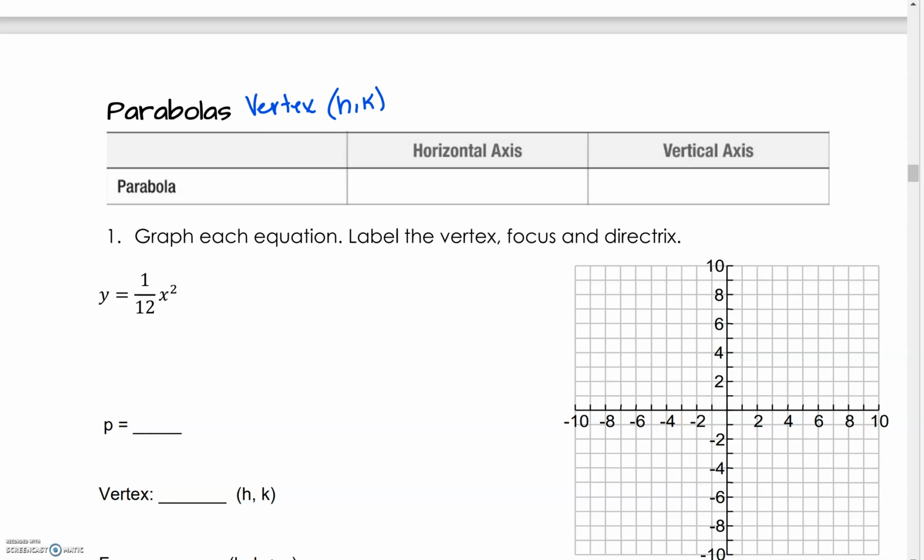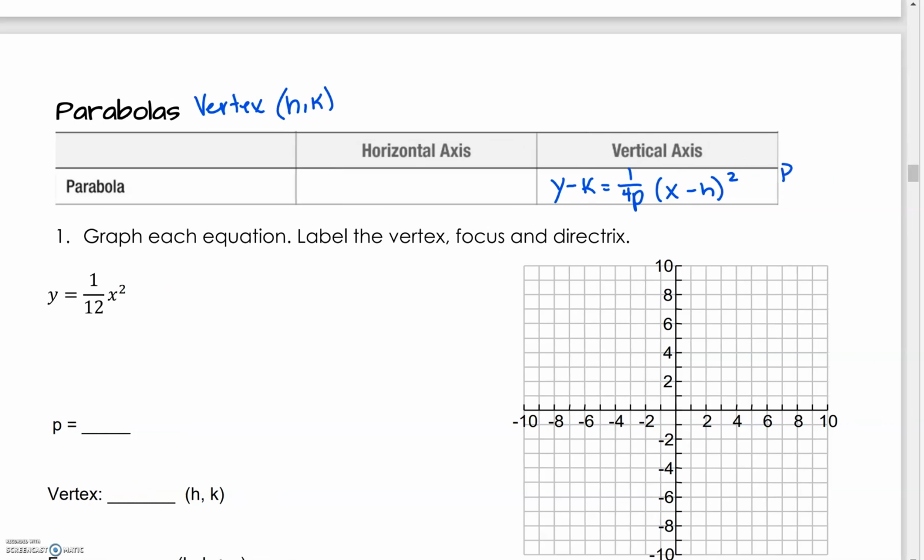So for this type, vertical, it's going to be y minus k is equal to 1 over 4p times x minus h squared. And again, our vertex is (h, k). And so you can think of the horizontal here with the x, the vertical here with the y. If p is positive, it's going to open up. If p is negative, it's going to open down.